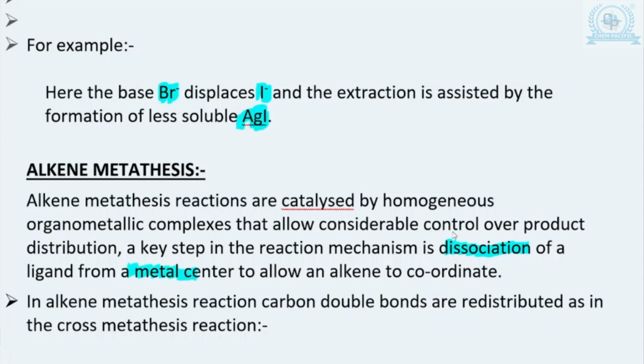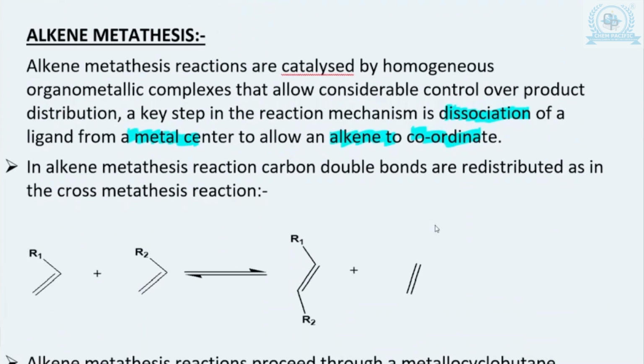from the metal center to allow the alkene coordination. To simplify it further, in alkene metathesis the double bonds are redistributed, as in cross metathesis. Obviously you see this is the hydrogen, now these two will exchange among themselves, and then it will come over here and result in the formation of this.